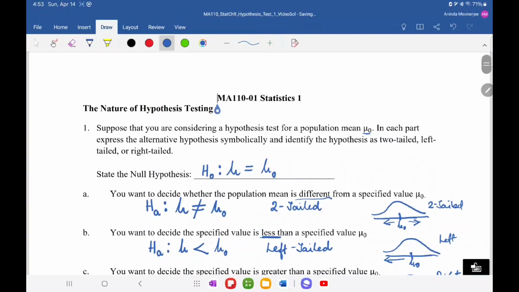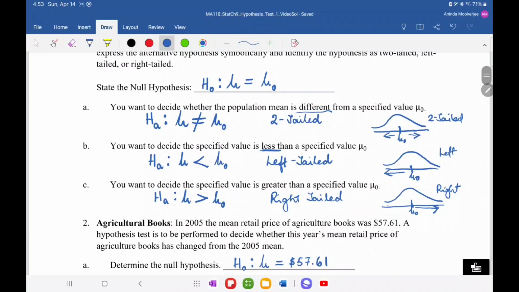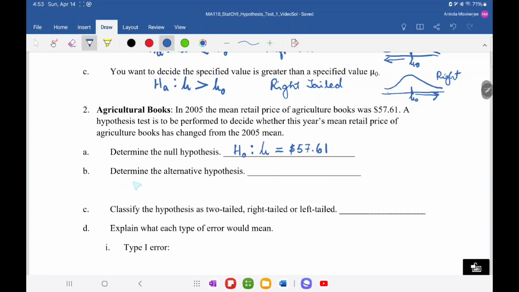In the previous question, we had to write it in general terms because it was not pertaining to a specific word problem. Part B says determine the alternative hypothesis. To write the alternative hypothesis, it's H sub A colon and then mu. And then on the other side, you still will have your $57.61, but we have to decide what symbol we should put in between mu and 57.61. So let's reread the question, and from there we'll determine what symbol this should be.